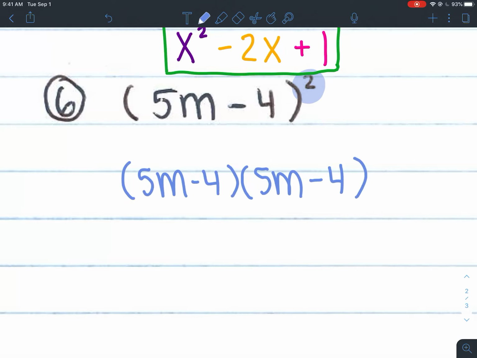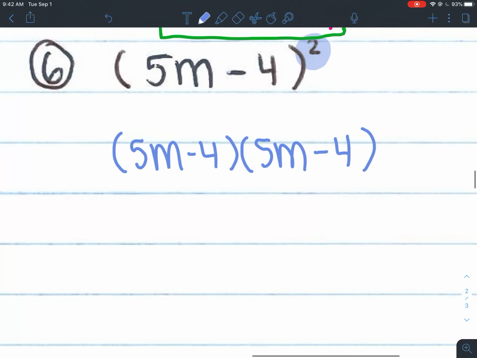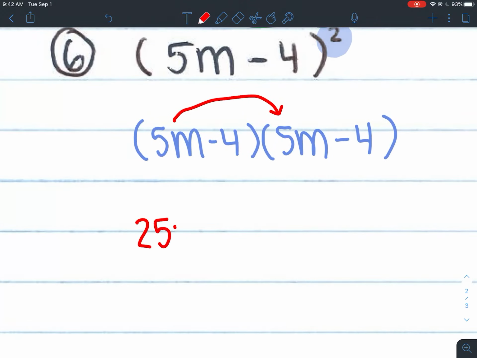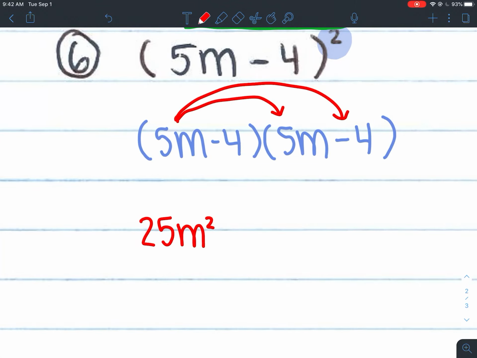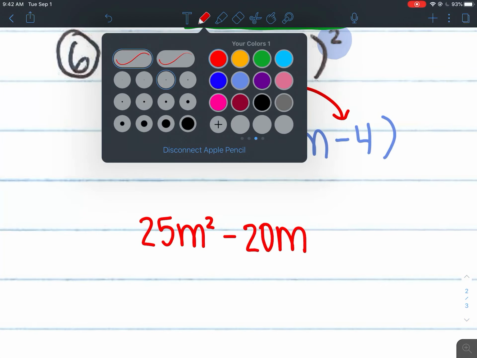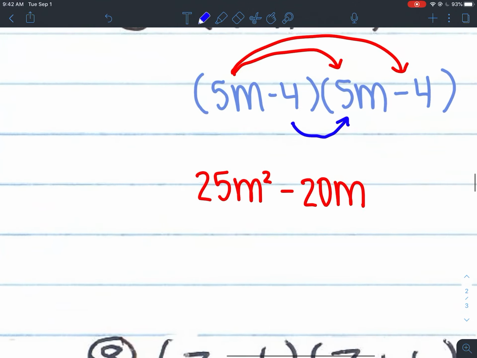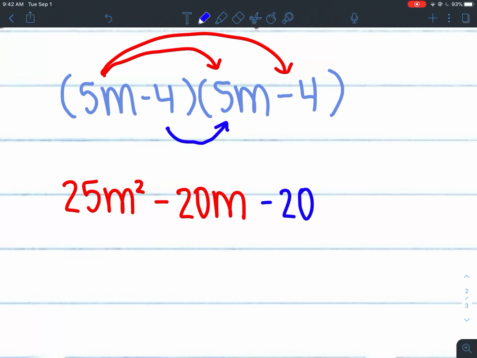Okay? And then I can do double distribution. So remember, double distribution, you're distributing twice, not distributing something twice. Okay, so we have 5m times 5m, which is 25m squared. 5 times 5 is 25, m times m is m squared. 5m times negative 4 is negative 20m. And then we have negative 4 times 5m. Did I use red on this side? Oh, no, I didn't. Negative 4 times 5m is negative 20m. And then negative 4 times negative 4 is positive 16.